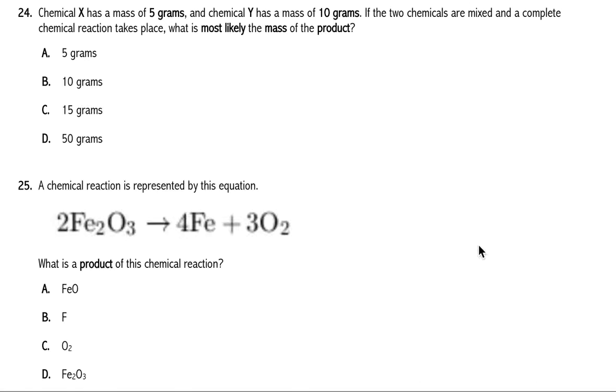Question 25. A chemical reaction is represented by this equation. 2Fe2O3 gives you 4Fe plus 3O2. What is a product of this chemical reaction? A, FeO, B, Fe, C, O2, D, Fe2O3.